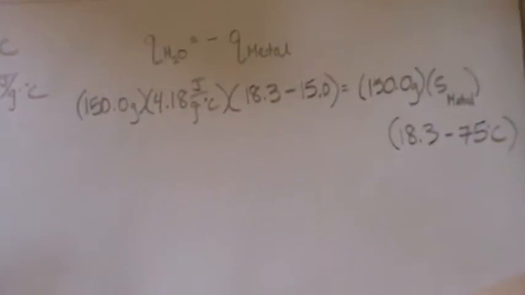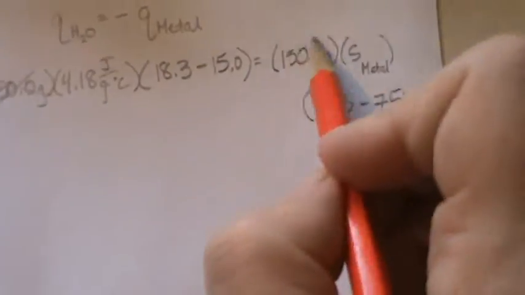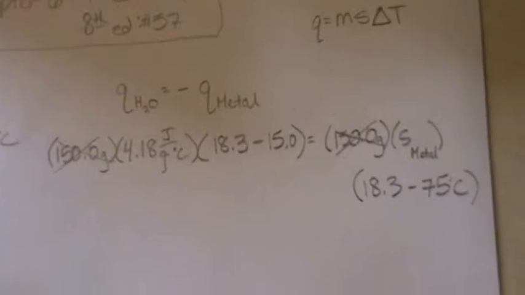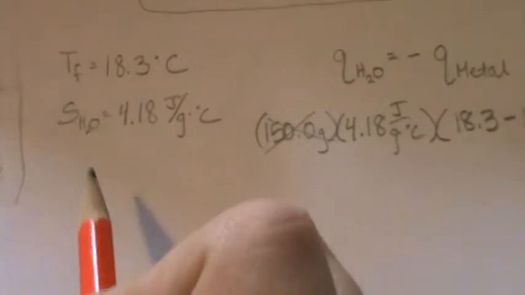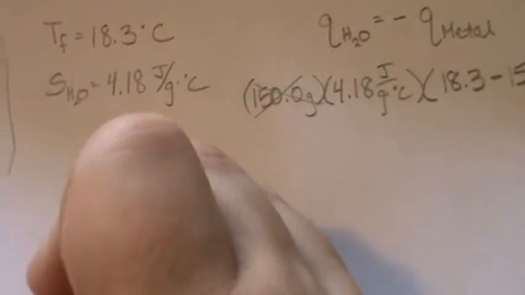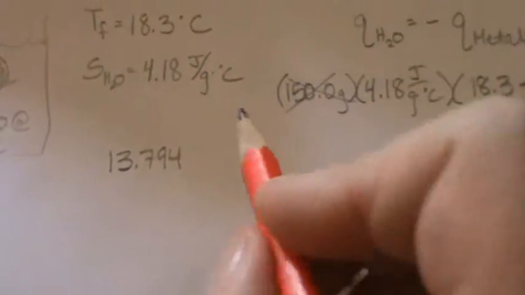Okay, so let's look at this and see if we can simplify it. One of the things we can do is that since our masses are the same, we can just cross them out. They cancel across our paper. All right, so I'm going to merge some of these things. I have 4.18 times the difference of 18.3 minus 15. And that means that the left side of my equation is equal to 13.794. I will adjust for significant figures at the end.